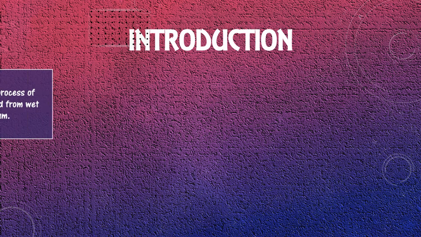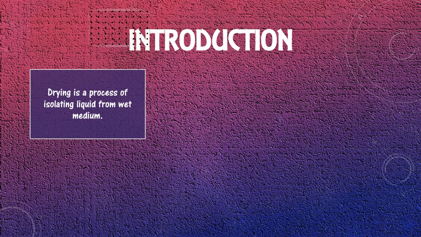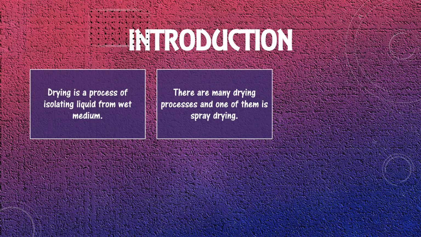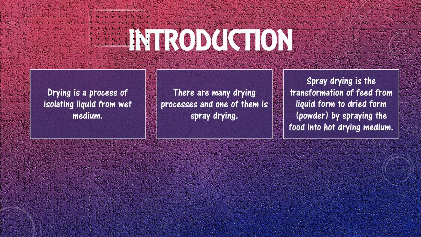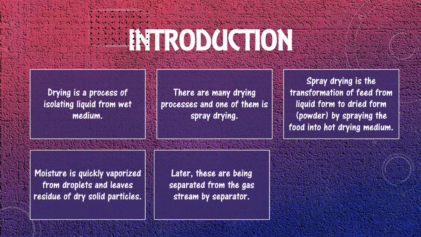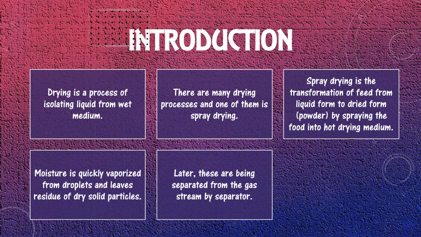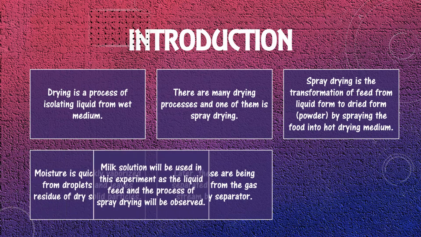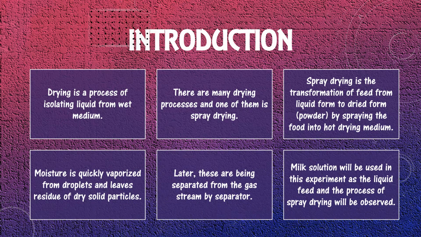First is introduction. Drying is a process of isolating liquid from wet medium, and there are a lot of drying processes, and one of them is spray drying. Spray drying is the transformation of feed from liquid form to dried form, which is powder, by spraying the food into hot drying medium, and then the moisture is quickly vaporized from droplets and leave residue of dry solid particles. Later, they will be separated from the gas stream by separator, and in this experiment, milk solution will be used as the liquid feed and the process of spray drying will be observed.